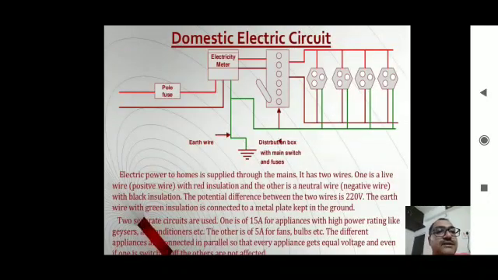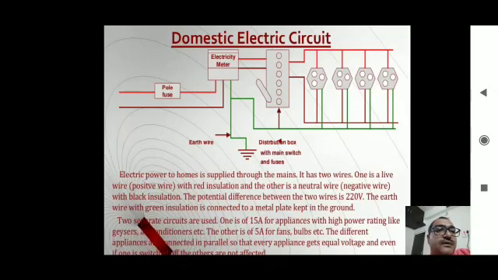Now students, let's understand the domestic electric circuit, household circuit. This is the general diagram: red wire, black wire and green wire. We can call them positive, negative and earth wire also.